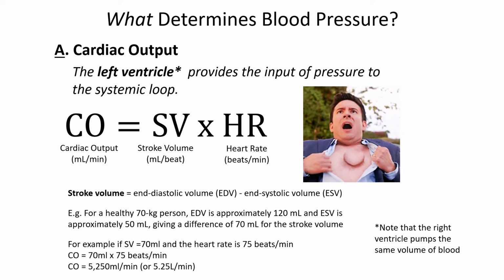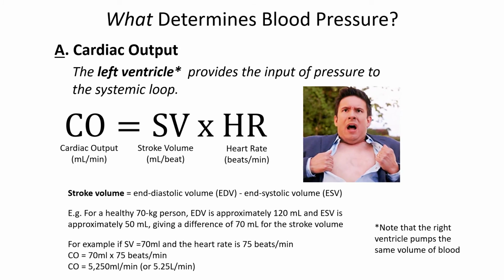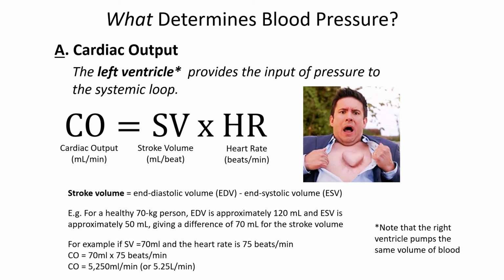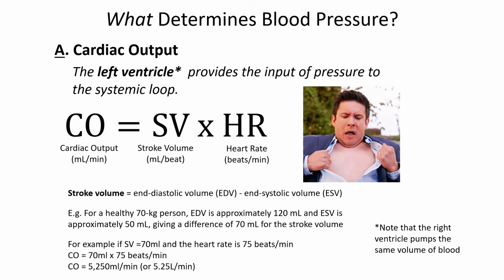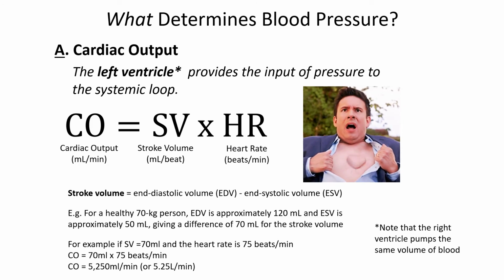Okay, so what determines blood pressure? Well, let's start at the beginning. Blood pressure is generated by the heart. Cardiac output refers to the number of mils that are pushed out of your left ventricle every minute. Now notice we're going to focus on the left ventricle, and the reason for that is that if we're going to measure blood pressure, we're typically not doing that through the pulmonary loop. We're measuring it somewhere along the systemic loop, like somewhere on your arm, for instance.